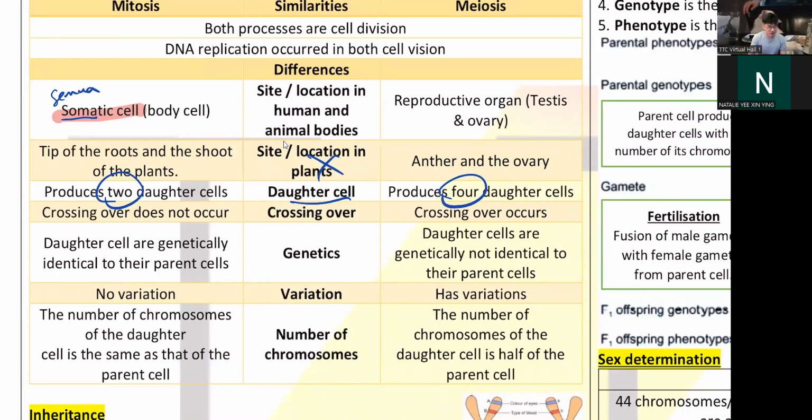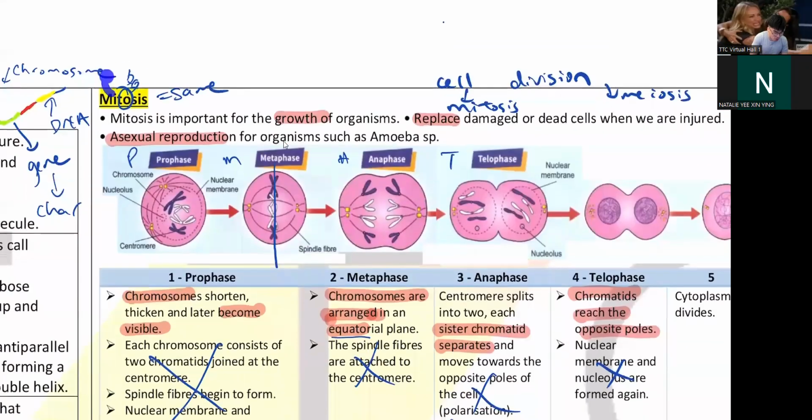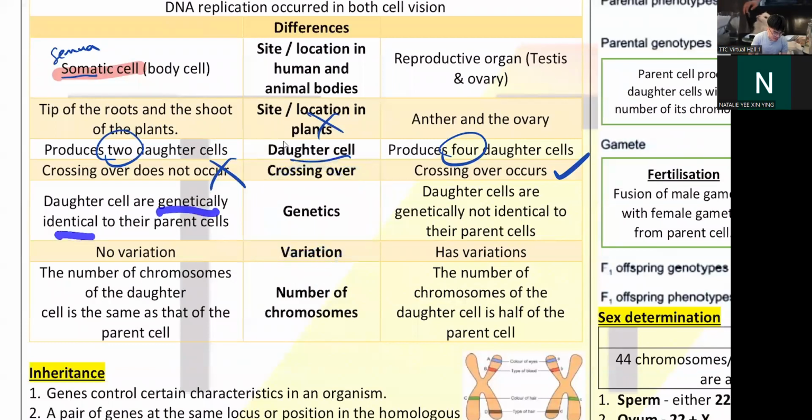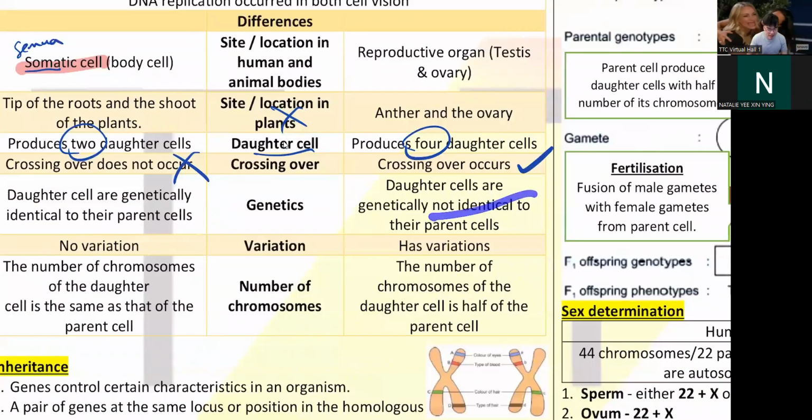Okay, and then crossing over, like I said, so no crossing over here, crossing over happens here. And then genetic variation is the same point. For mitosis, they all look the same. So you see, genetically identical, no variation. They look exactly the same. Like I said, mitosis is photostatic. It's to photostat the same cell. And then meiosis, they are not identical. They have variation. They all look different.